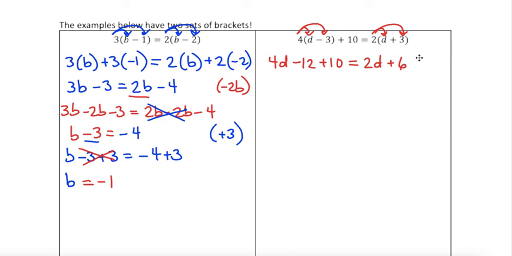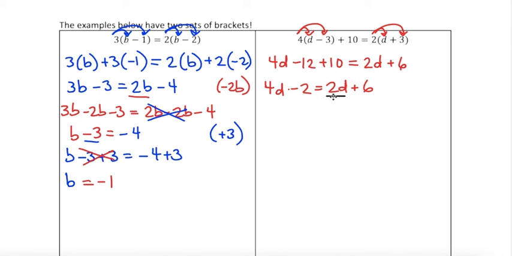From here, you want to collect any like terms. So before I think about moving anything from one side to the other side, I want to collect these like terms on the left-hand side. So I have 4d, negative 12 plus 10 is negative 2, and that's equal to 2d plus 6. So I made that a little bit simpler so that when I start to move things over, it's not going to be as complicated.